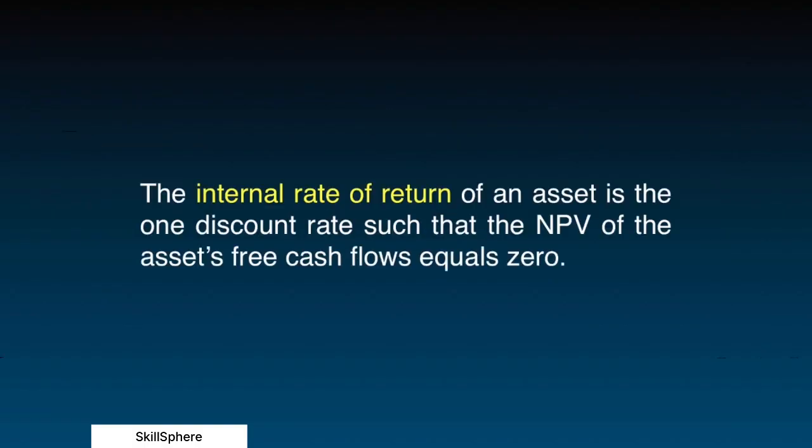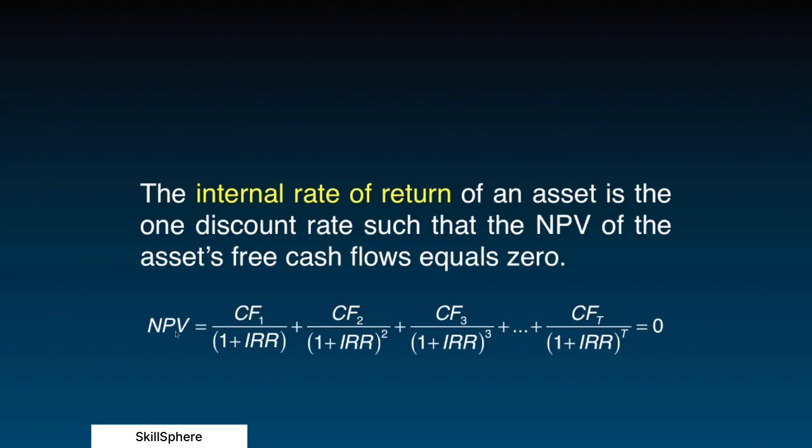So recall that the internal rate of return of an asset is the one discount rate such that the NPV of the asset's free cash flows equals 0. So I have NPV, I have cash flow, we could have free cash flow. Don't let the convention confuse you. IRR is much broader than just free cash flow, as is NPV. But anyway, IRR is just that one discount rate such that the NPV is equal to 0.